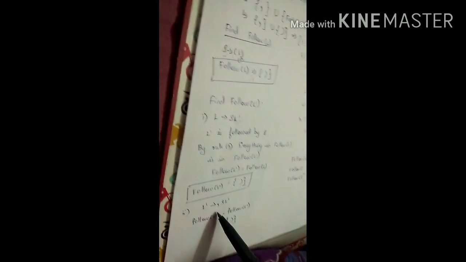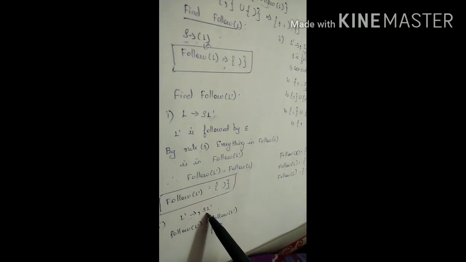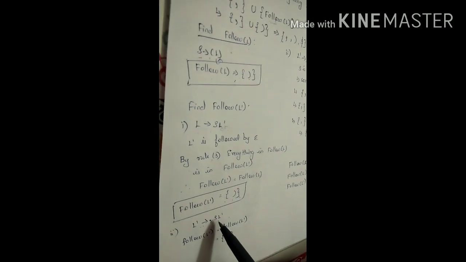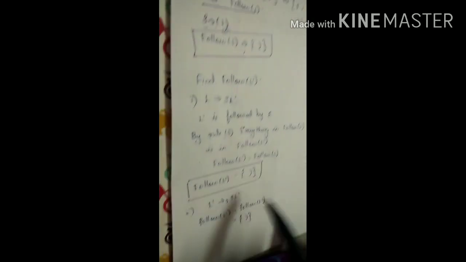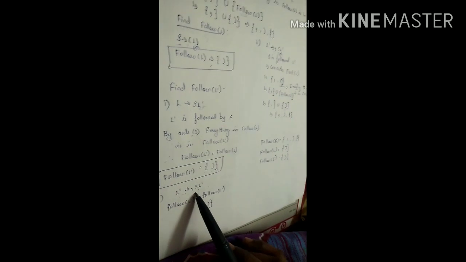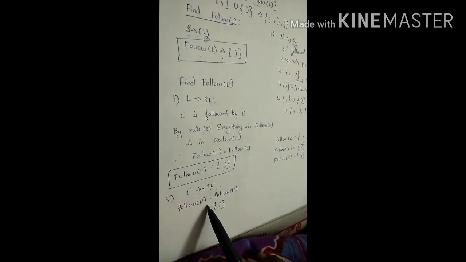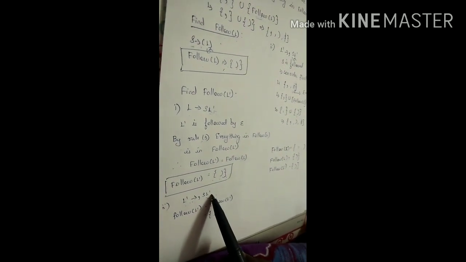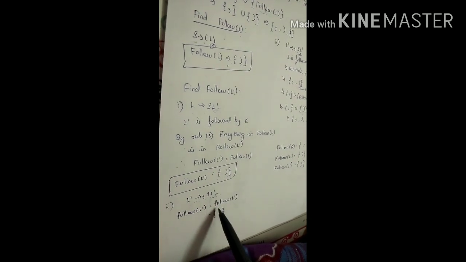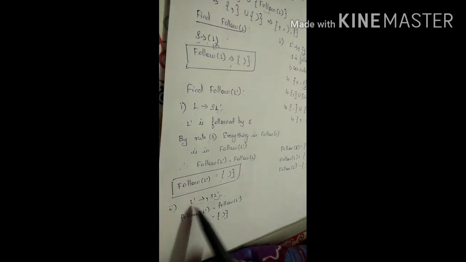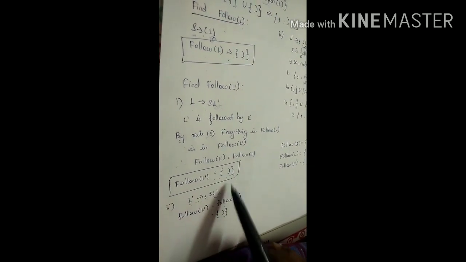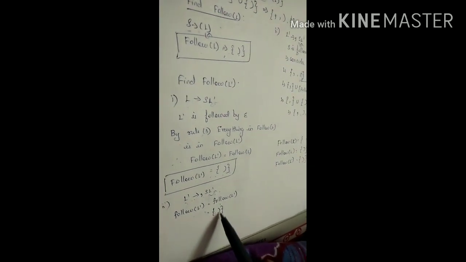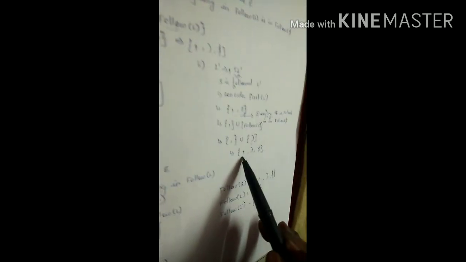Similarly, we have another production, L dash tends to comma SL dash. Here L dash is followed by epsilon. So by rule 3, everything in follow of L dash is in follow of L. So follow of L dash is equal to close bracket. Substitute this value and you will get follow of S.